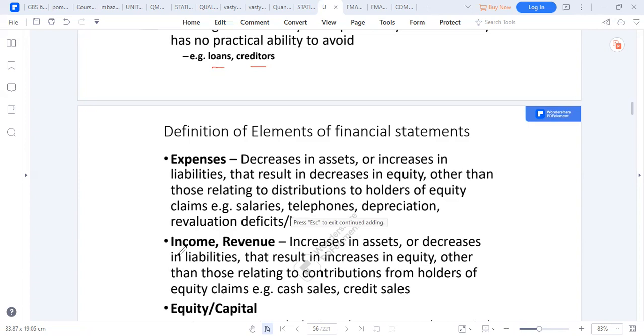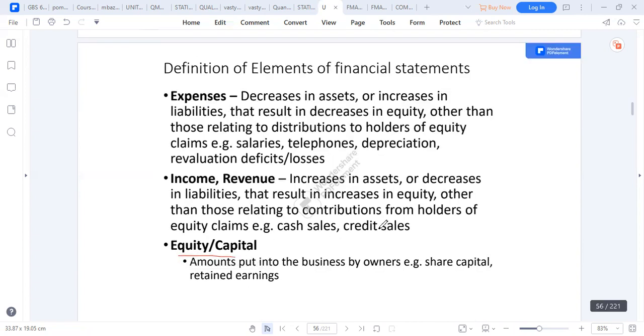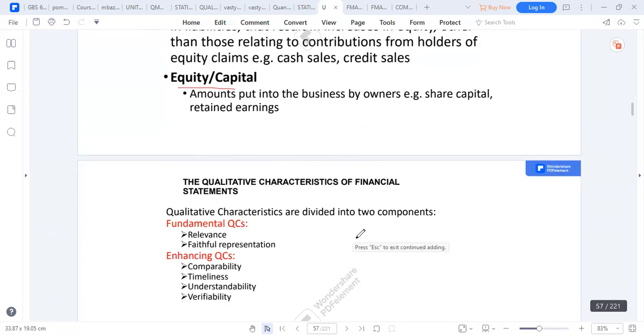We also have equity. Equity simply is the money that is put into the business by the owners, like share capital and retained earnings. We call that equity. So when you start a business with your own money, we call that equity.